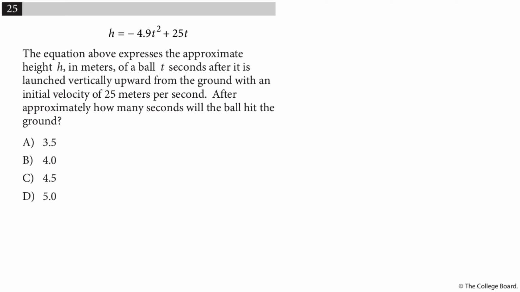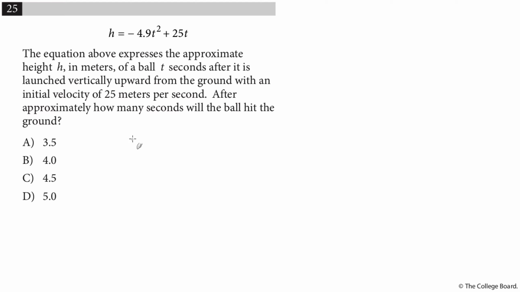Alright, give this a shot. So here's our last problem for this video. It says the equation above expresses the approximate height, h, in meters of a ball t seconds after it is launched vertically upward from the ground with an initial velocity of 25 meters per second. Approximately how many seconds will the ball take to hit the ground?